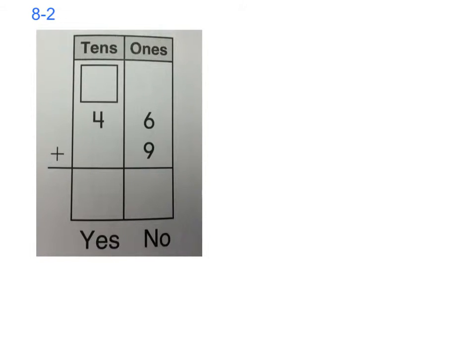Let's look at the first problem. When you are adding two-digit numbers, always start in the ones place first. The reason for this is so that you can see if you need to regroup. For example, let's start with the ones column for this problem. 6 plus 9 equals 15.